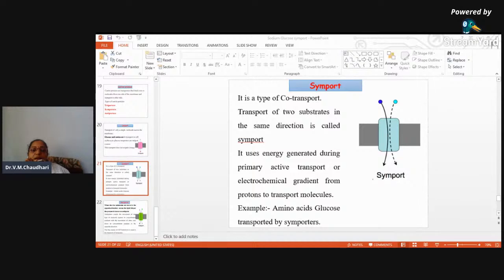What did I teach now? Symport. That is the transport of two molecules. Symport is also known as co-transport. That is the simultaneous passage of two molecules inside the cell. Are you hearing me properly?